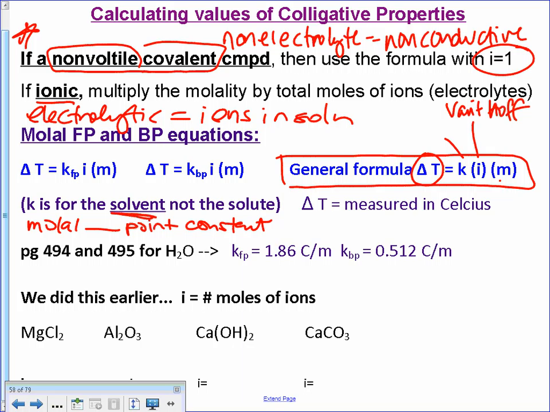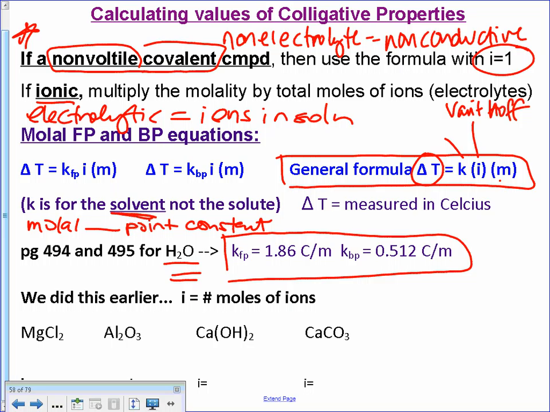Now, these values here, go ahead and write these down because you're going to need them numerous times today. The Kbp stands for boiling point, and this is for water, okay? For water it is 0.512 degrees C per molal, which is that molality thing. The Kfp, which stands for freezing point, is 1.86 degrees C per molal.